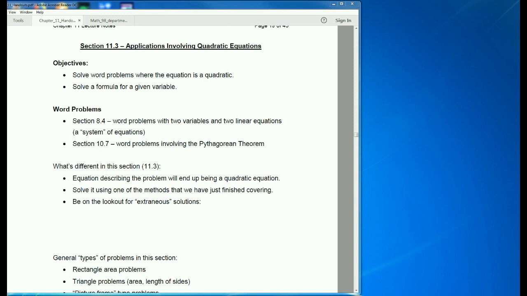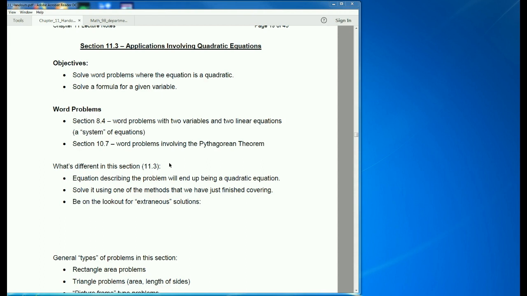Anyway, okay, section 11.3, applications, everyone's favorite. The objectives are to solve word problems where the equation is a quadratic, and at the end of the section, solving a formula for a given variable. Okay, so word problems, and actually this kind of works out nicely because you should be working on some problems from section 8.4 right now for your assignment that is due on Wednesday. Those are word problems with two variables and two linear equations. And then line this one out because we did not do section 10.7. It is not going to be on the final.